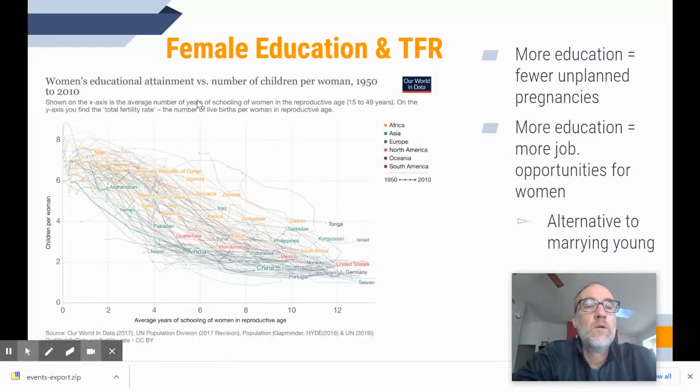Here is a really good graph you should be able to see, with the names of different countries, the average years of schooling of women in reproductive age and what impact that has on children per woman. So more education for women especially means fewer unplanned pregnancies. More education means more job opportunities. Really, women are able to kind of take charge of their own lives, which in some countries is not necessarily the case. So having education is powerful.